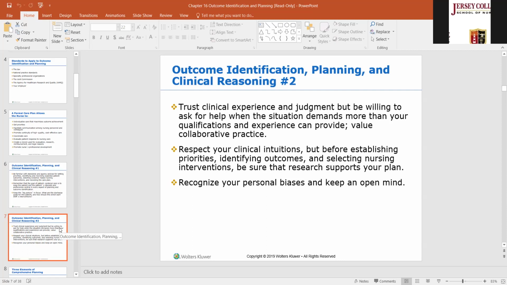So when you're doing this, you want to trust your clinical experience and judgment. Ask for help if you need it. Allow others to collaborate and be part of the team. Respect your clinical institution's priorities and decisions, and make sure that whatever you do represents what the institution policies are. And make sure that you're aware of your own personal biases and you keep an open mind.